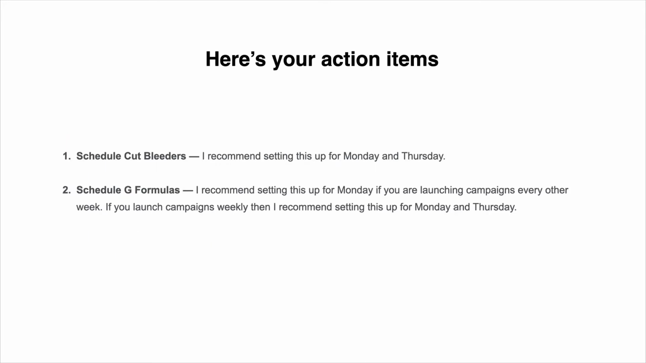So here's your action items. First off, I forgot to put it on here, but get your PPC Agility account set up. So do that, step one. Then schedule your cut bleeders. I recommend setting this up for Monday and Thursday. Schedule your G formulas. I recommend setting this up for Monday if you are launching campaigns every other week. If you launch campaigns weekly, then I recommend setting this up for Monday and Thursday.